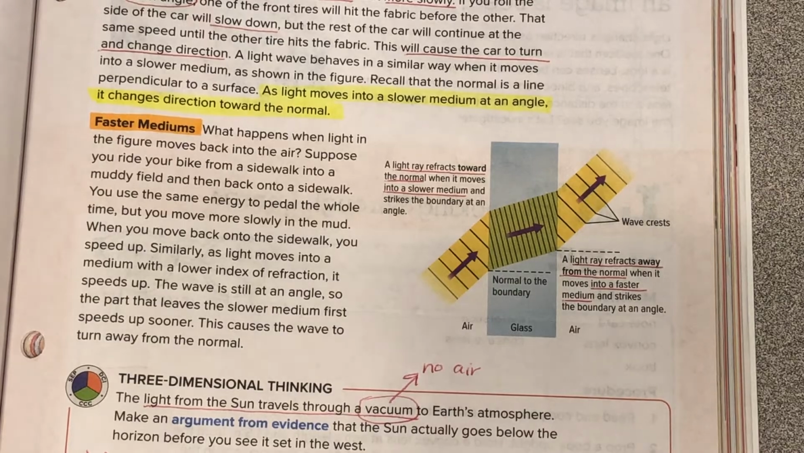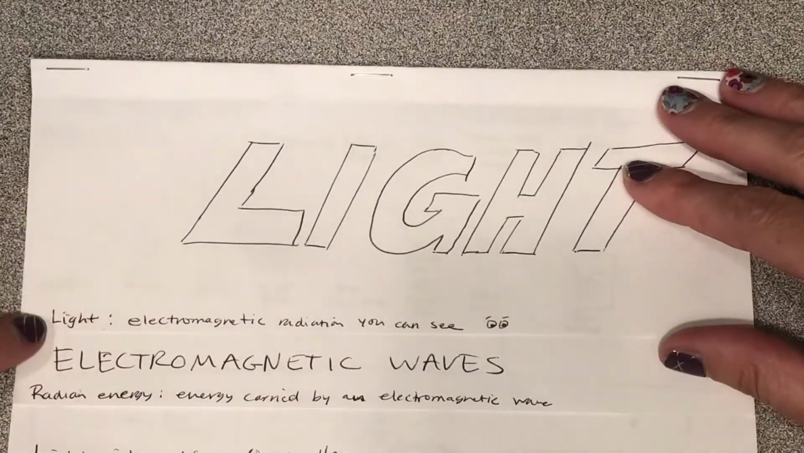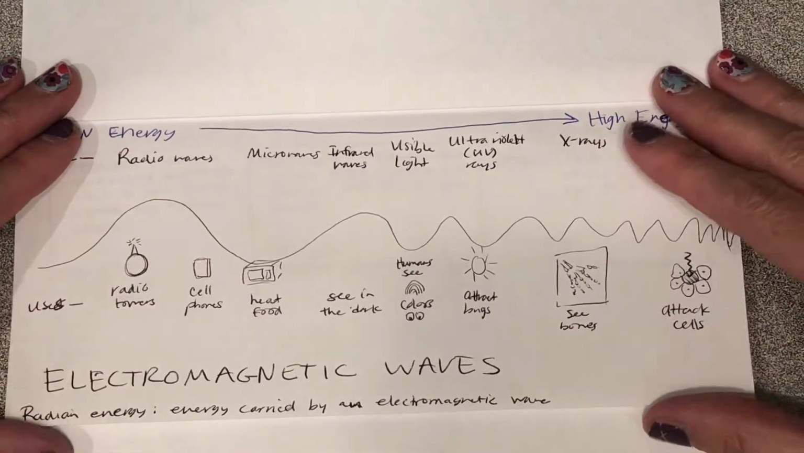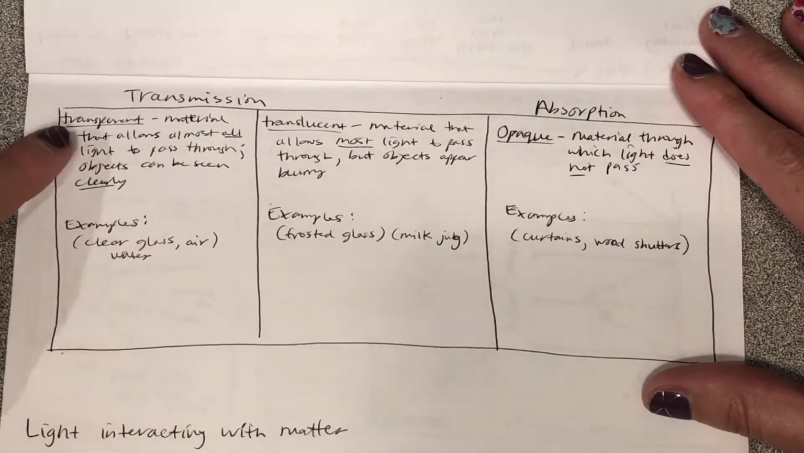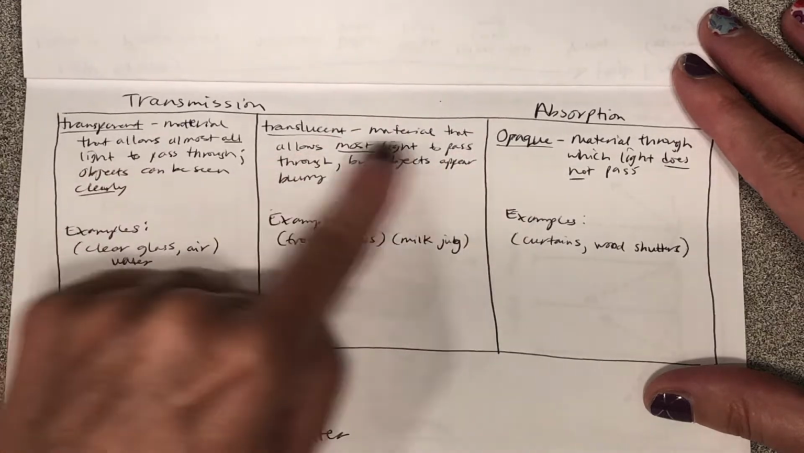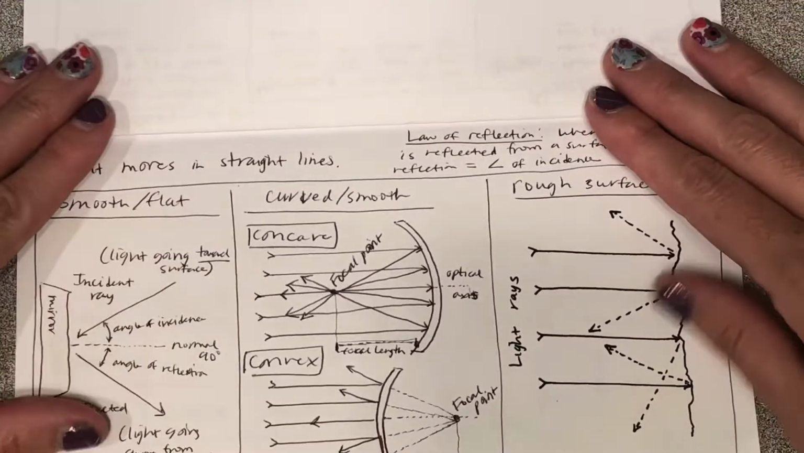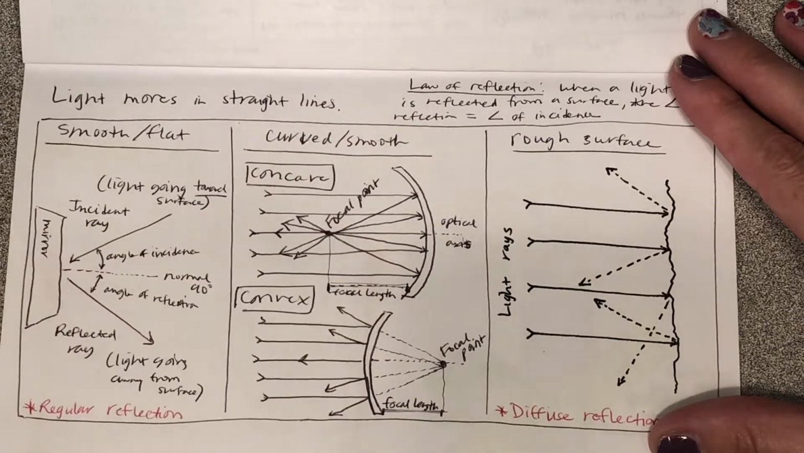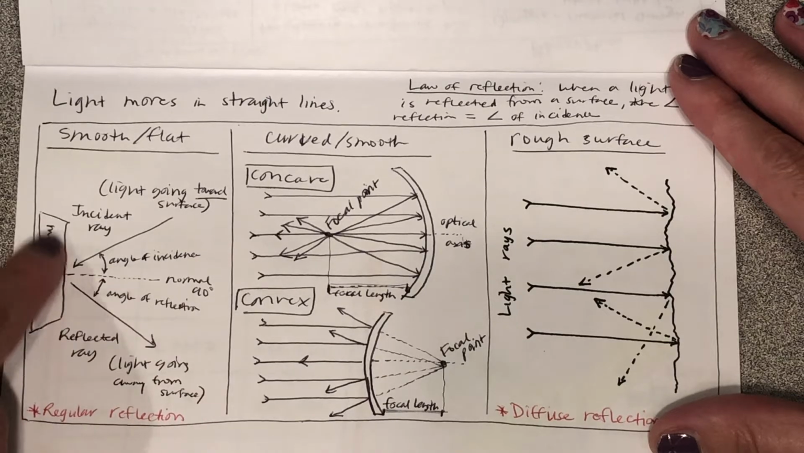Okay? Now we're going to add these to our notes. So let me go ahead and pull this away, and I'm going to bring in our foldable. So far we've talked about light and electromagnetic radiation. We talked about the electromagnetic waves. We've talked about how light interacts with matter. We talked about transmission, transparent, translucent, and opaque materials. And then we talked about the law of reflection and how light moves in straight lines, and it will reflect at an angle of incidence. Remember, the normal is perpendicular to the surface.